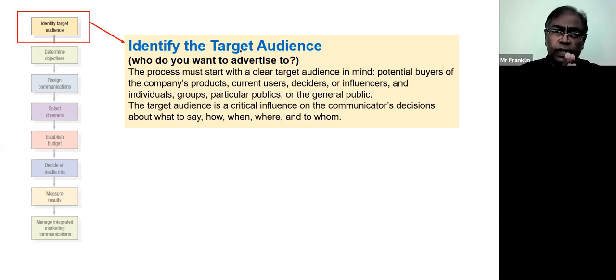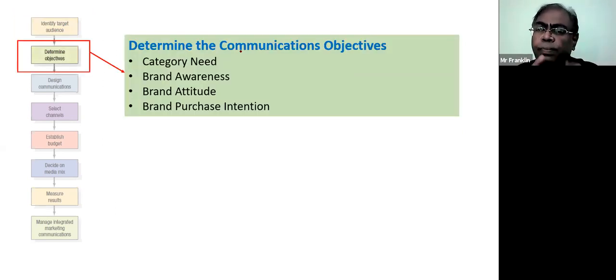So when you know who you want to target, the next step is to determine the objective. Why do you want to advertise? What is the purpose of your advertisement? Now, is it a category need? Category need means you want to build up a particular category. Category means you have different categories.